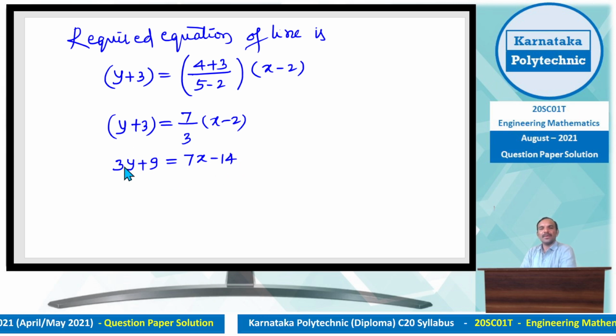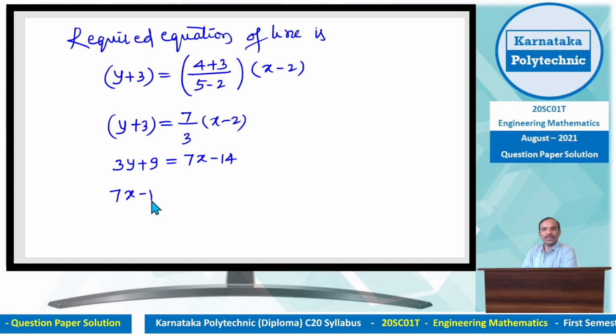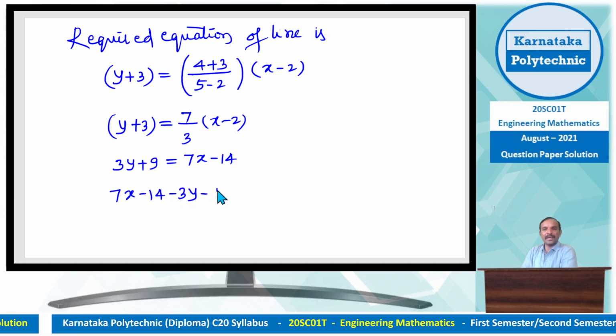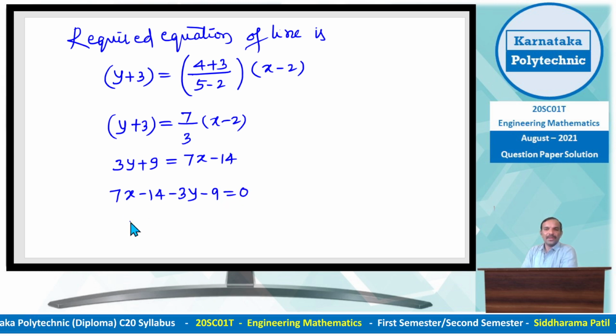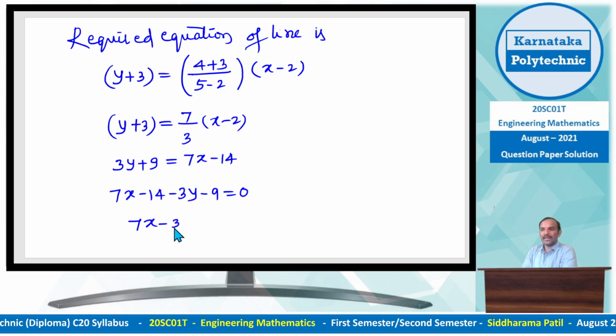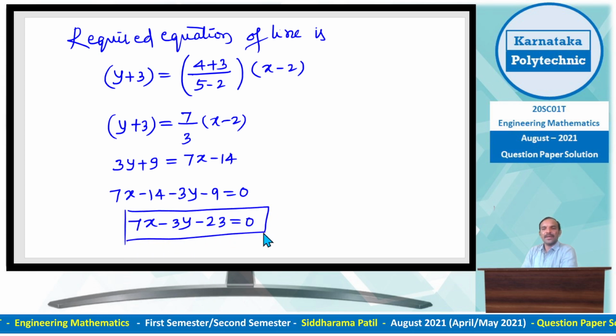7x minus 14, if we take it to the other side, 7x minus 14 minus 3y minus 9 equal to 0. 7x minus 3y minus 14 minus 9 is minus 23 equal to 0. It is the required equation.